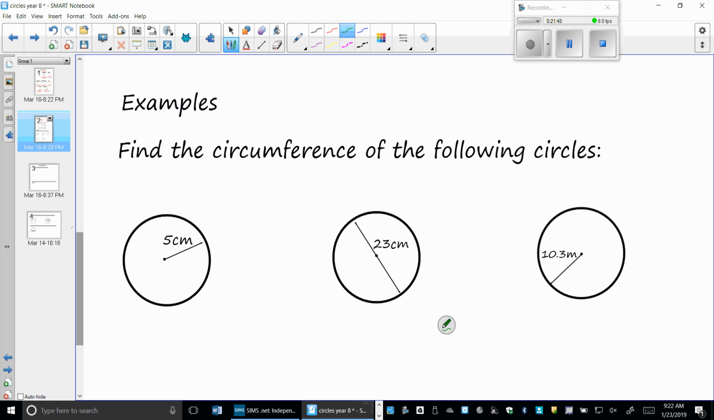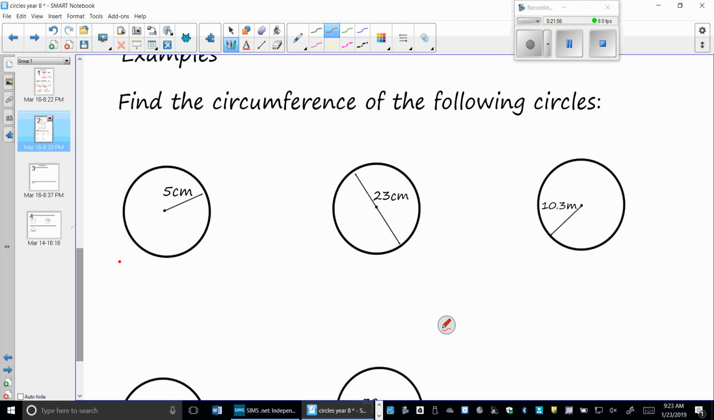In my first question here, have I been given the radius or the diameter? The radius. So that means I'm going to use that first one. So the circumference equals, well, which one is it? 2 multiplied by pi multiplied by the radius. So what is the radius? 5. You see what I did?